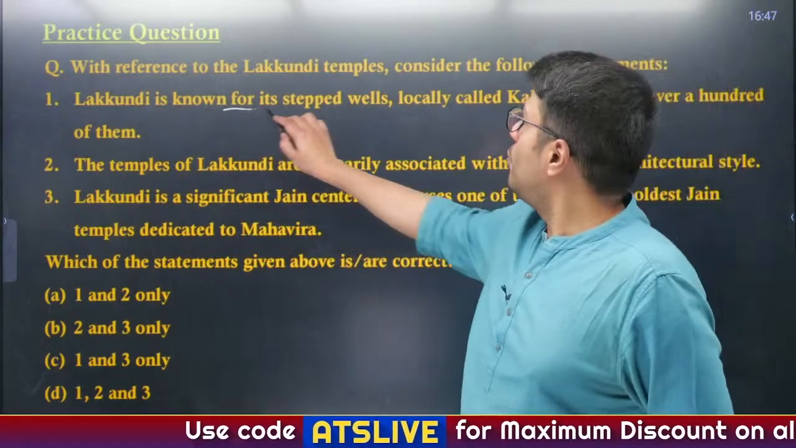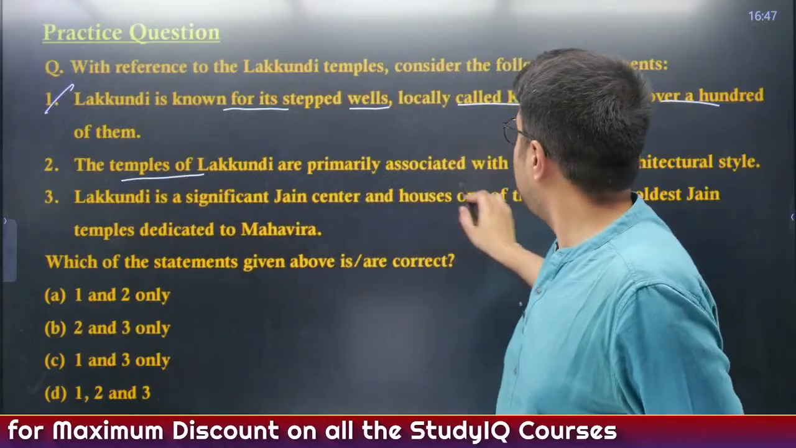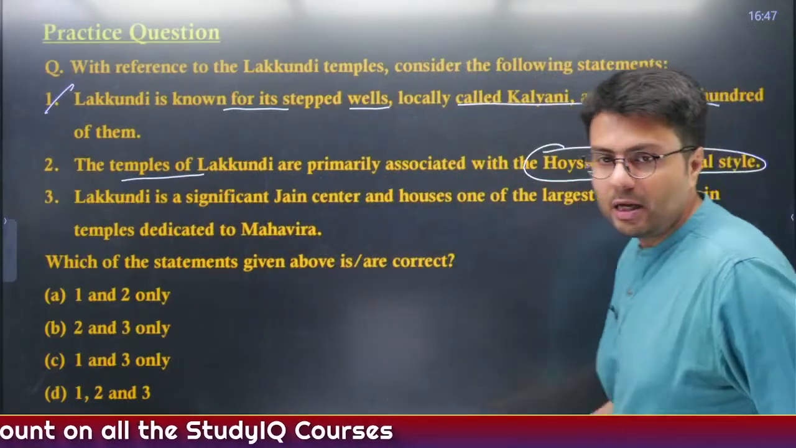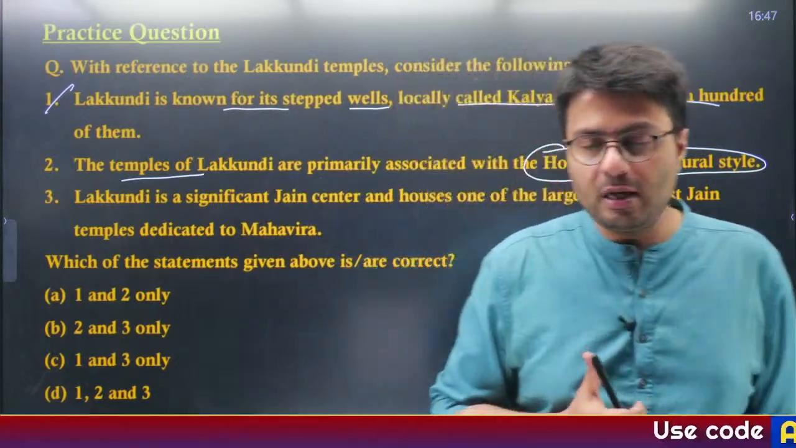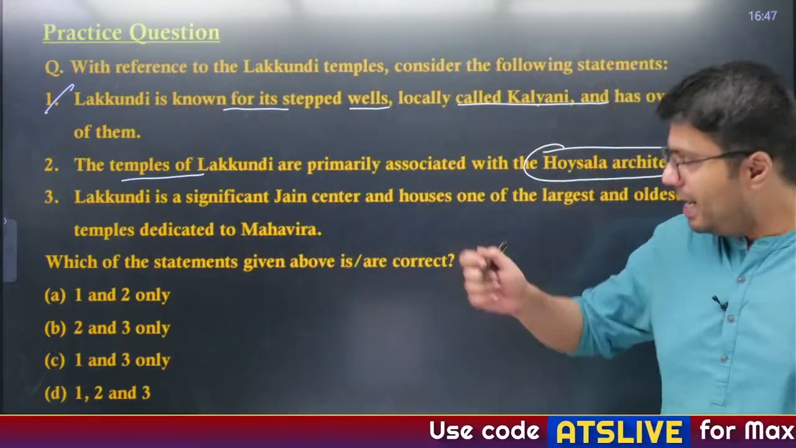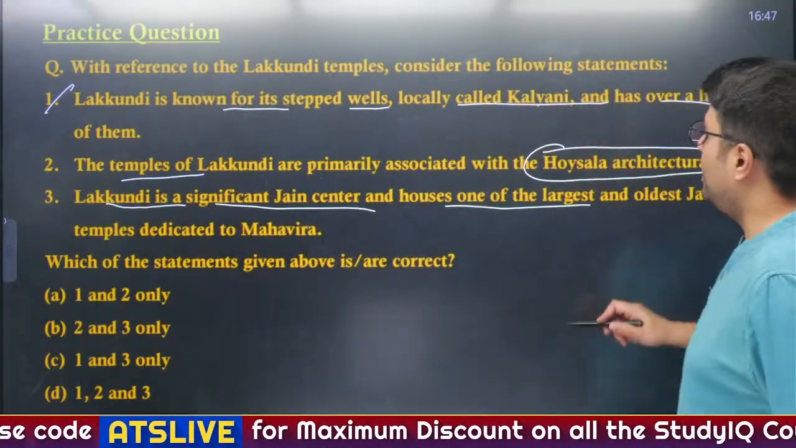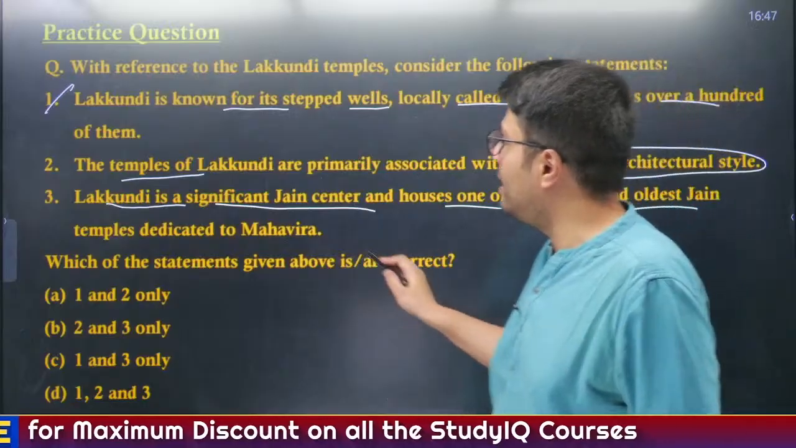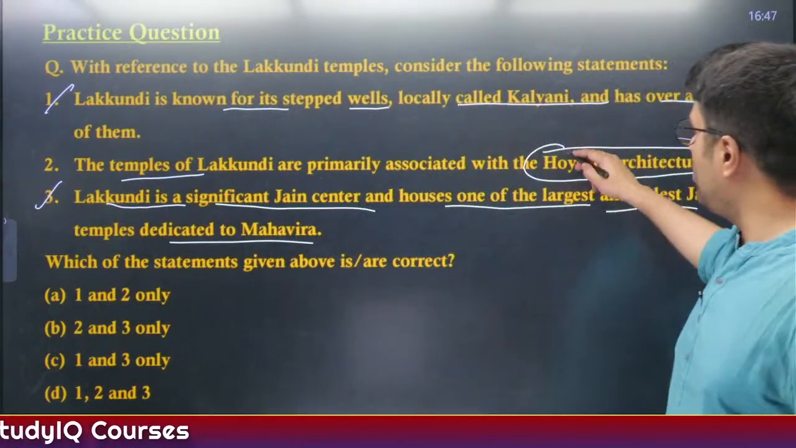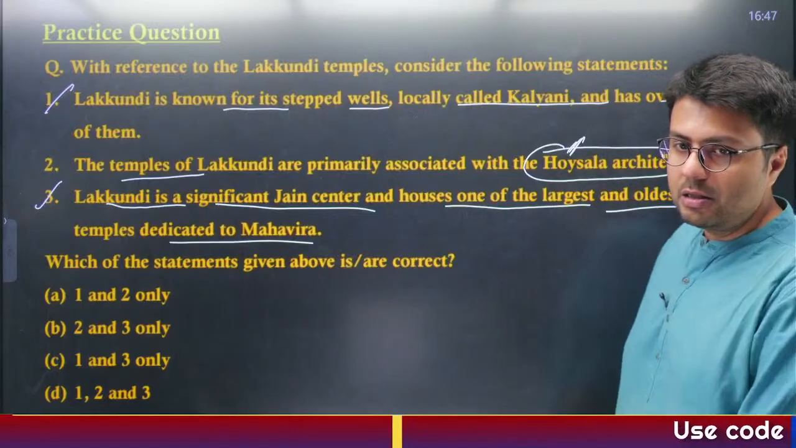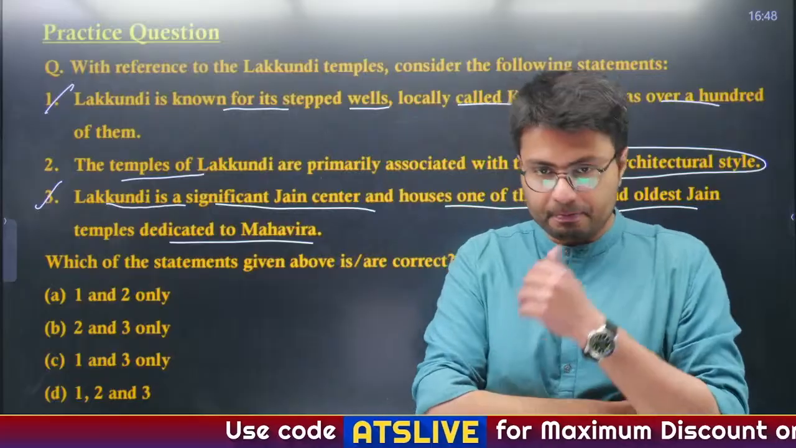Well, Lakundi is known for its step wells, locally known as Kalyani, over 100 of them, correct. The temples of Lakundi are primarily associated with the Hoysala architecture style. Do you know what is the most important characteristic of the Hoysala architecture style? Can anyone let me know in the comments? Let us deal with the third statement. Lakundi is a significant Jain center and houses one of the largest and oldest Jain temples dedicated to Mahavira, correct. Now, what is the primary characteristic of the Hoysala architectural style, or whether or not this statement is correct or not? Quickly.